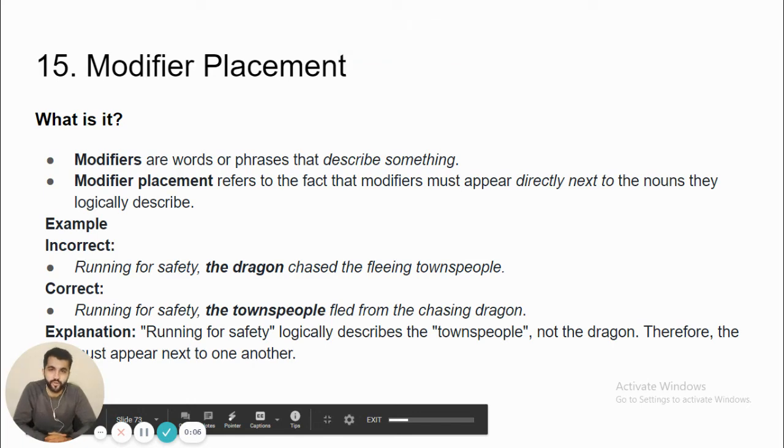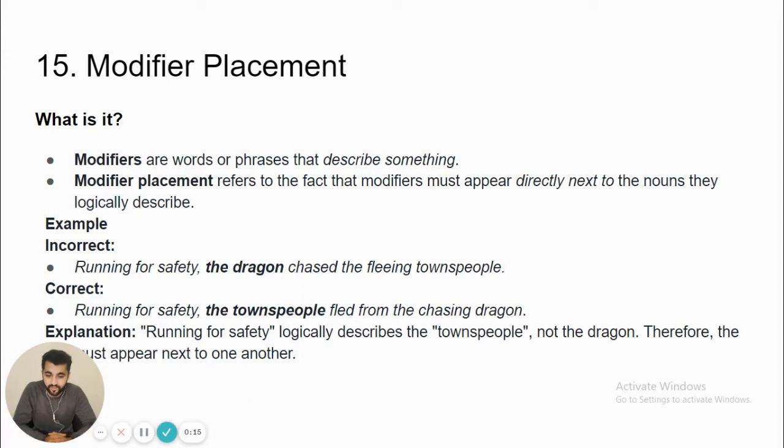Hi, in this video we will cover modifier placement questions. Modifiers, what are they? Modifiers are words or phrases that describe something. Modifier placement refers to the fact that modifiers must appear directly next to the nouns they logically describe.